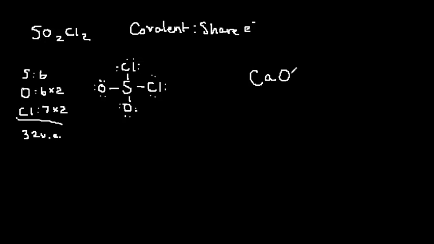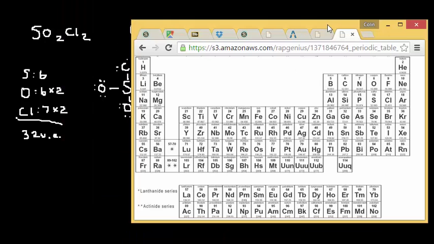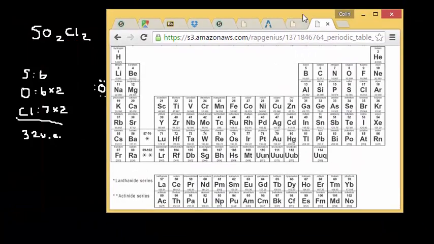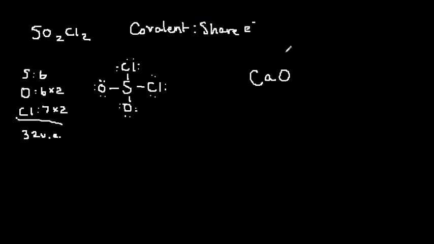CaO. So let's pull that periodic table back up. So Ca is right here. This is on the left-hand side of the staircase. This is a metal. So Ca is a metal, and O is a nonmetal. If we've got a metal and a nonmetal, this is going to be an ionic bond. We are transferring electrons. So this is going to be totally different.